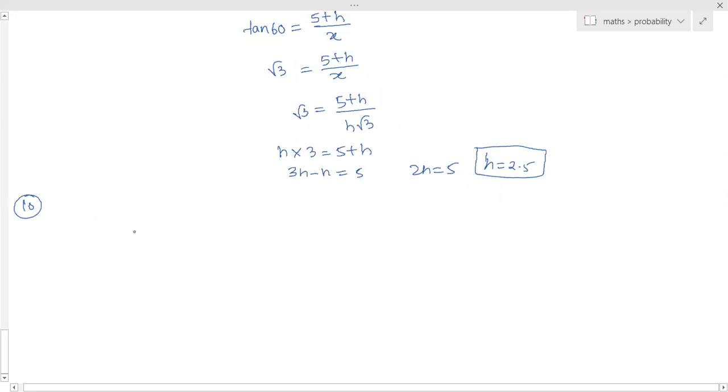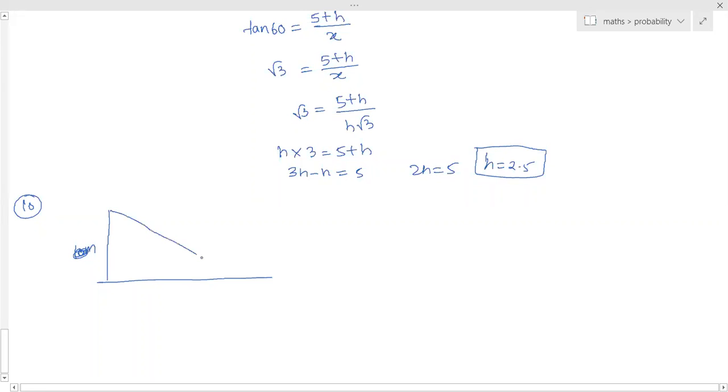A person observed the angle of elevation of the top of the tower is 30 degree. He walked 50 meters towards the foot of the tower along level ground and found the angle of elevation of the top of the tower is 60 degree. Find the height of the tower. No, nothing. They have not given anything.